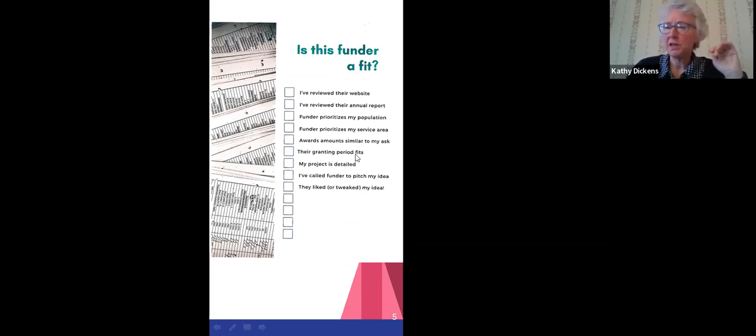Does the granting period fit? Again, if your project is time sensitive with a hard start date and a hard finish date, does it align to their giving?